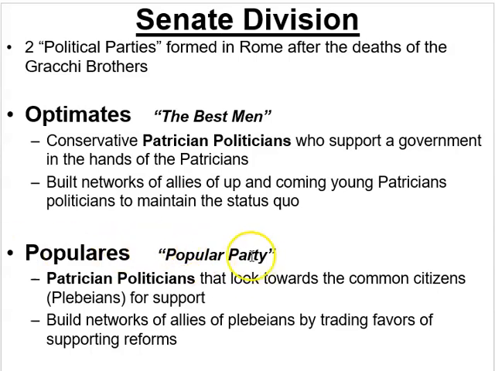The populares are the other semi-political party that forms. They are the popular party, obviously, is what the name is. They are, again, patrician politicians, and they look towards the common citizens, the plebeians, for support. They realize the best way to do that is by building networks of allies among the plebeians by trading favors for supporting reforms, saying, hey, plebeian assembly members, if you pass this idea that helps some of us, then we'll make sure that one of the things that you want is passed in return. So kind of like, we'll scratch your back if you scratch ours.